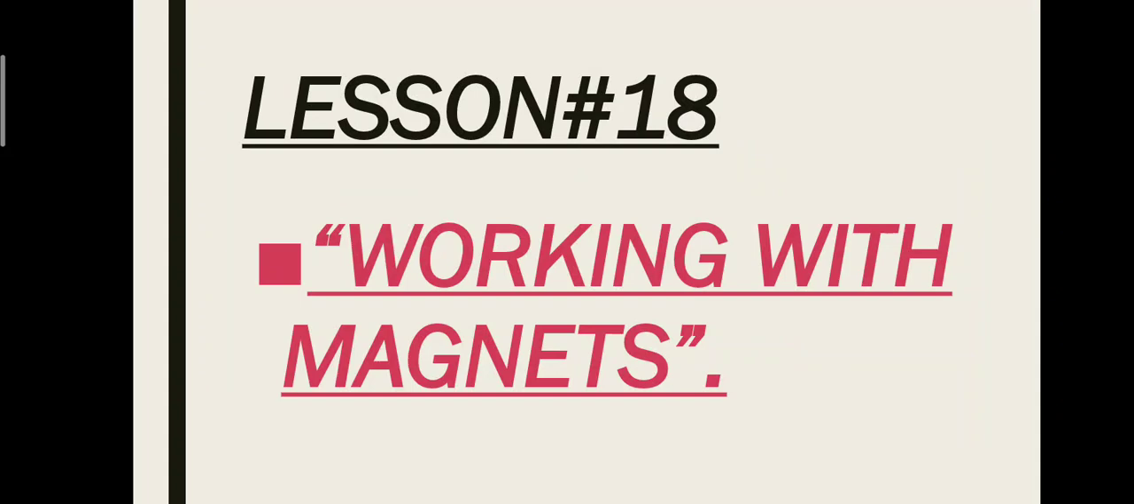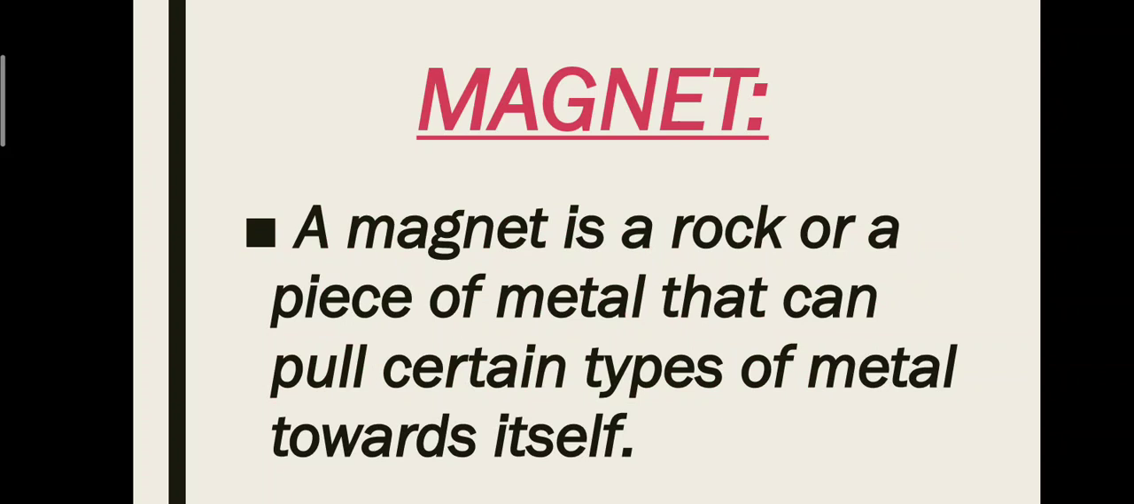The first topic of lesson number 18 is about magnet. What is a magnet, or what are the properties of a magnet? A magnet is a rock or a piece of metal that can pull certain types of metals towards itself. Remember that a magnet does not pull all things towards itself. There are certain types of metals, especially metals, that a magnet can pull. For example, have you ever played with a magnet, or have you ever used a magnet? If you have, you know that a magnet can pull certain objects towards itself.